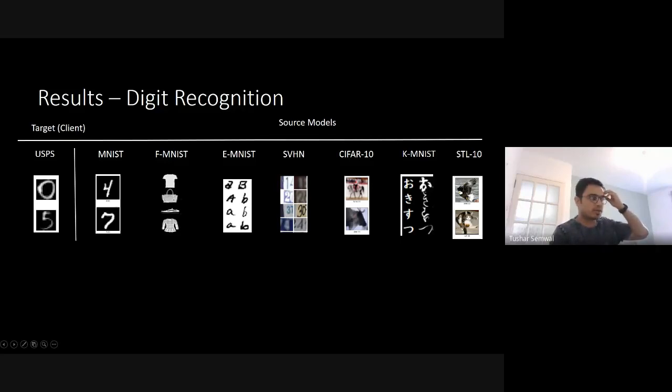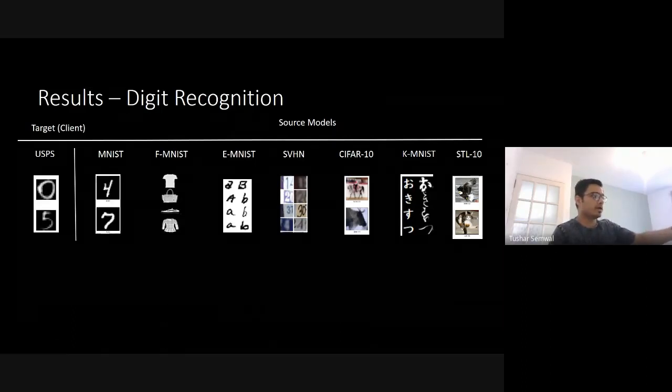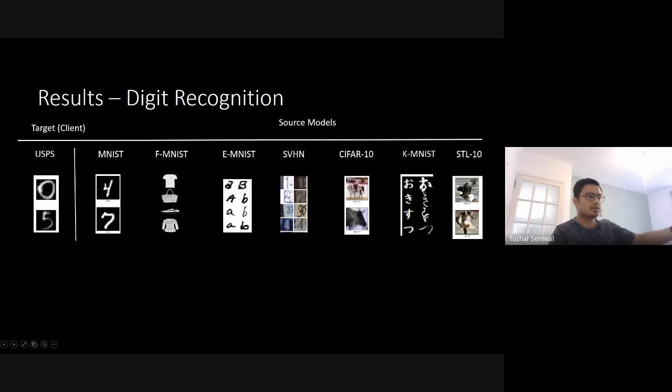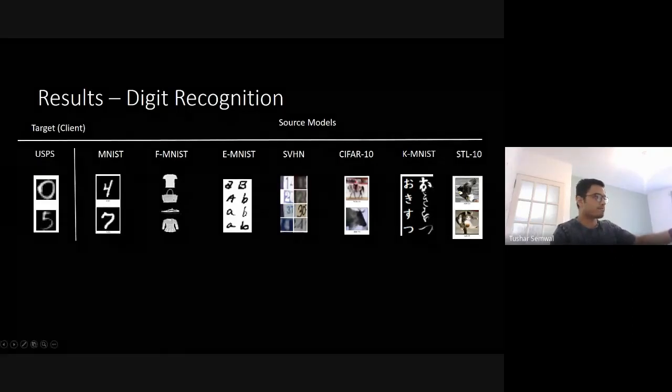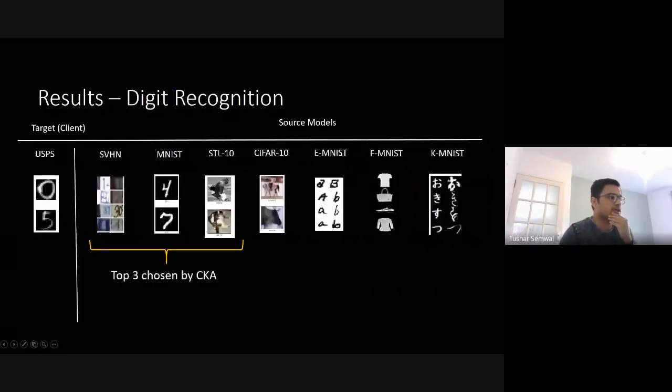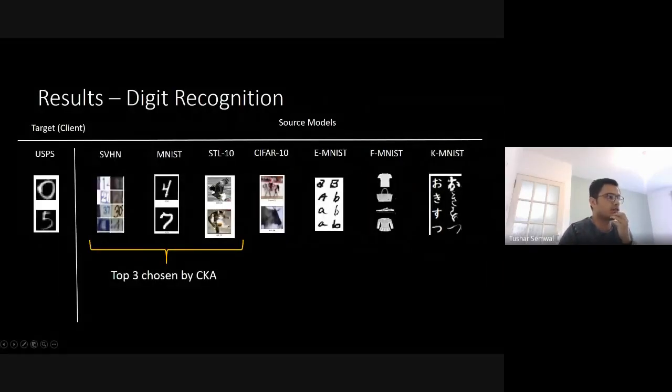If I just ask you casually what could be the right source model for this target, the first thing that comes to your mind is that it could be MNIST or extended MNIST because they are more similar. But if we go by the results, these were the top three chosen by the CKA. SVHN won in this case, then MNIST, which was as expected, and then STL-10.